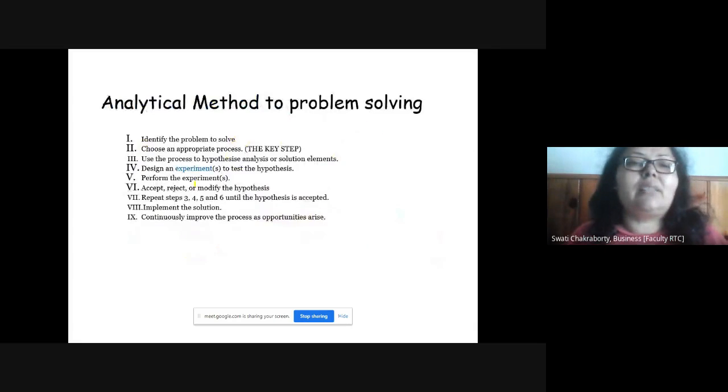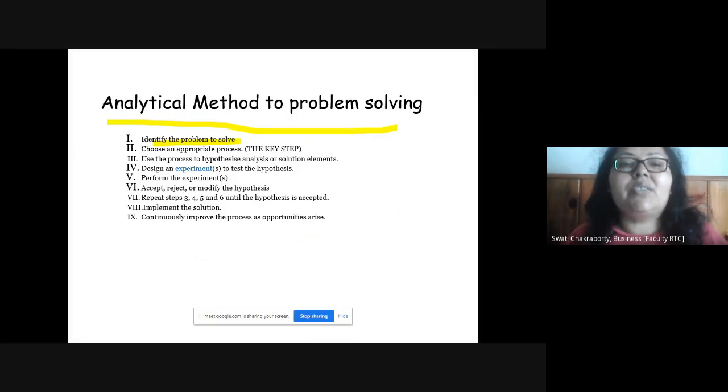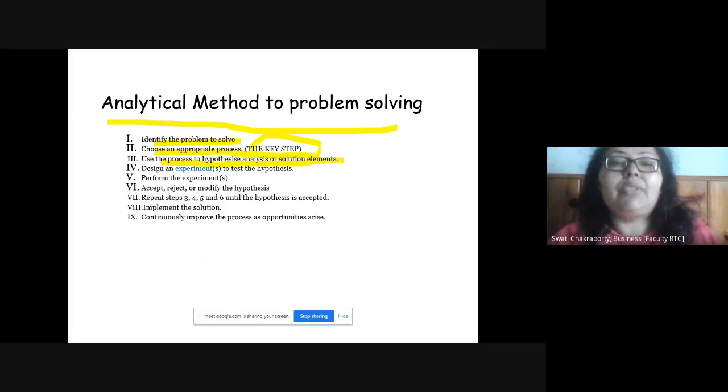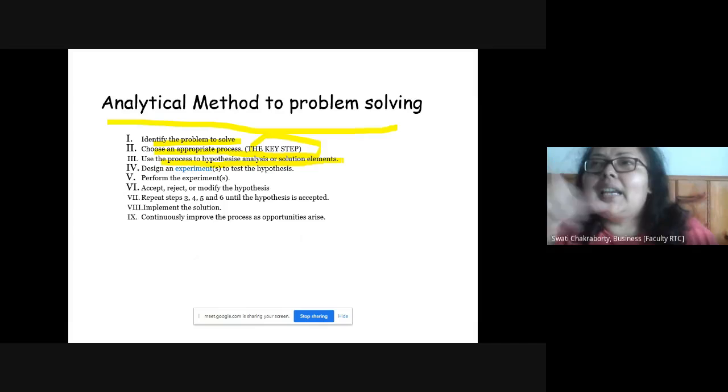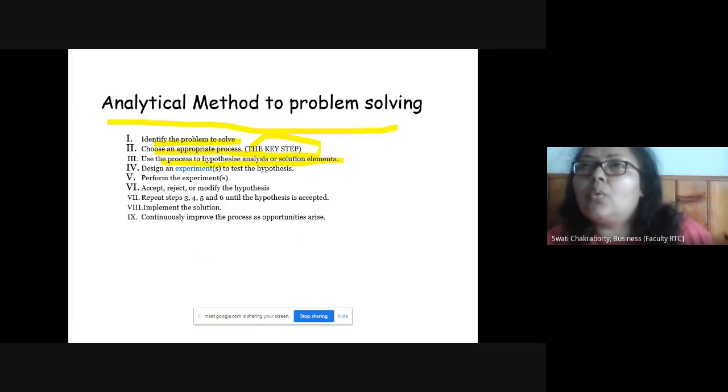Okay. Next method is the analytical method for problem solving, where the first thing is to identify the problem, then choose an appropriate process. This is the main step, choosing the appropriate process. Now, use the process to hypothesize, analyze, or find solution elements. A hypothesis is where you make an assumption that this is how it will go. So from there, using the process, you come up with a hypothesis. You make an assumption of that.